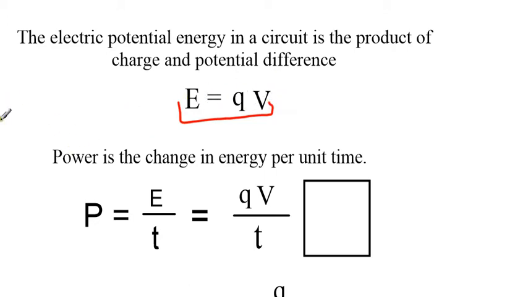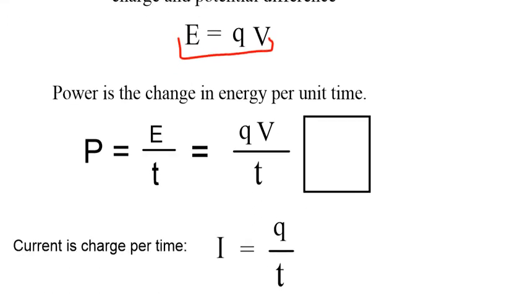Now, if we want to apply these two equations together, power is the change in energy per unit time. So P is equal to E over T. E is equal to QV. So we're going to plug this in over here. So we have our QV that's going to be plugged in over there. So we get QV over T. So power is equal to QV over T. The charge times the voltage divided by the time.